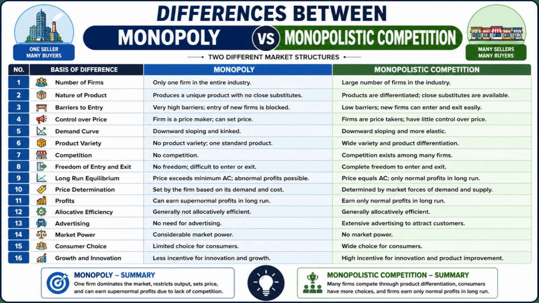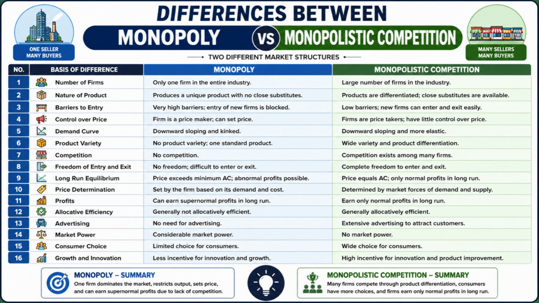Number 1. In a monopoly, there is only one firm in an entire industry, whereas in monopolistic competition, there are many firms operating in the market. Number 2. A monopoly produces a unique product with no close substitutes, whereas monopolistic competition offers differentiated products with close substitutes available. Number 3. Monopoly markets have very high barriers to entry, whereas monopolistic competition has relatively low barriers, allowing new firms to enter easily.